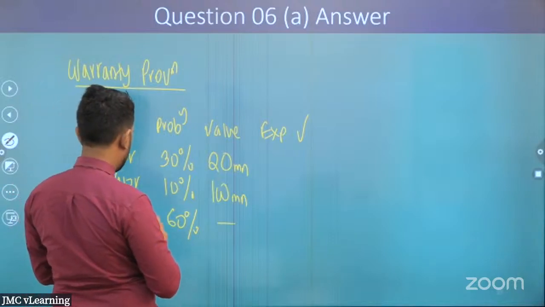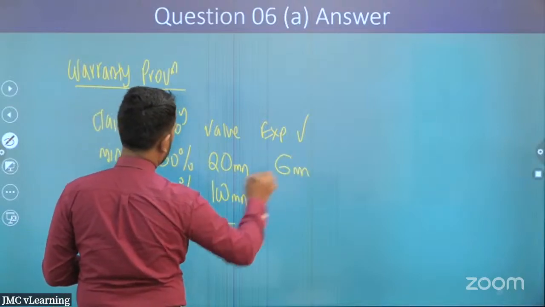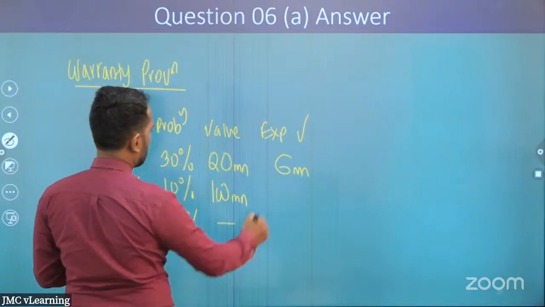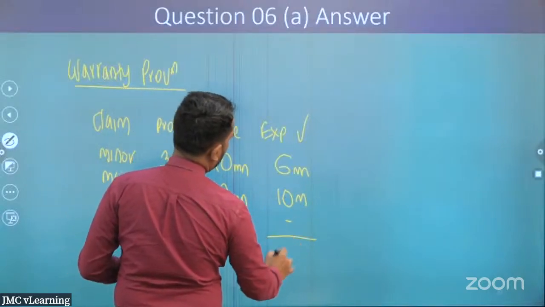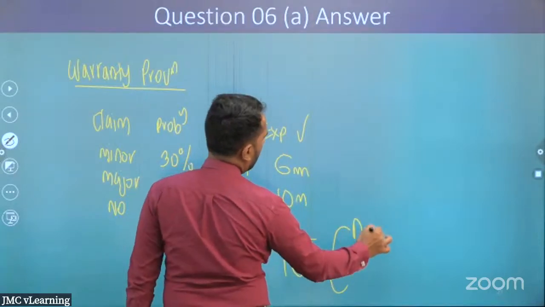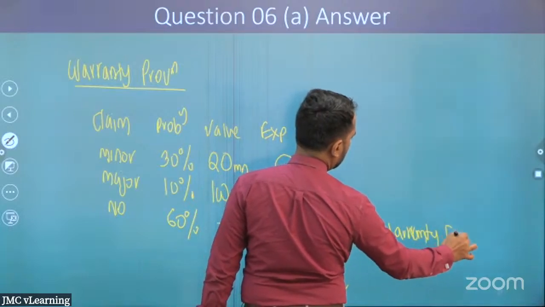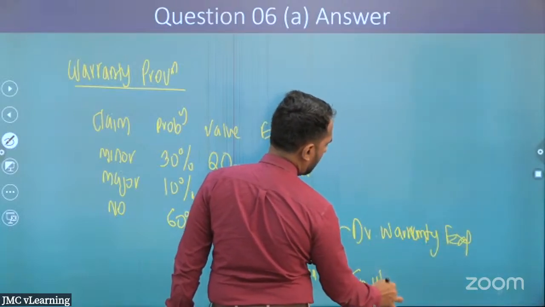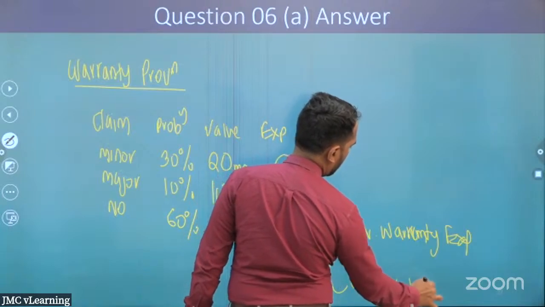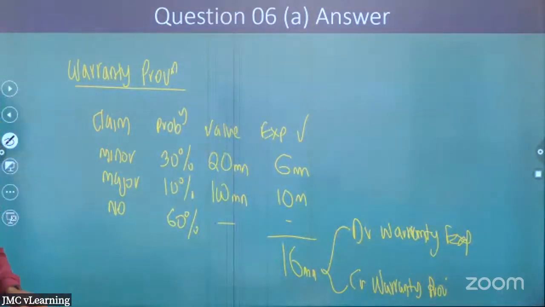Then 30% into 20 million, 6 million. 100 million into 10% is 10 million. So 16 million is the warranty provision. So debited to warranty expense, credited to warranty provision. Okay. Right. So under the expected value, you need to make the provision for 16 million.